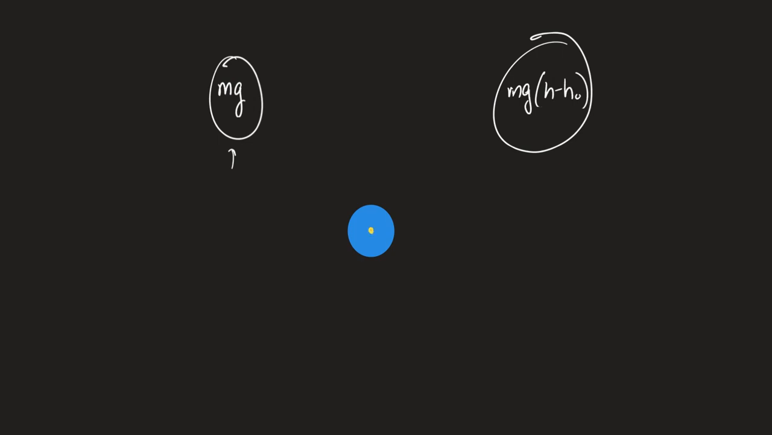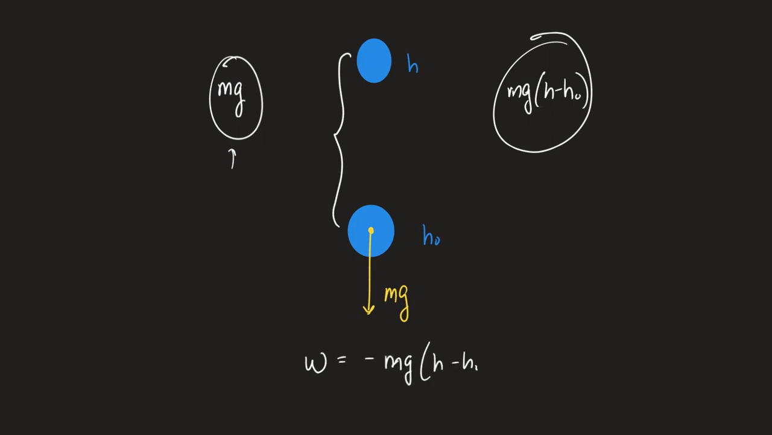of the Earth, this object is experiencing a constant downwards force due to gravity, and if you were somehow able to move that object upwards from its starting position of h naught to its final position of h, the work done would be equal to minus mg(h minus h naught), and the change in potential energy would be equal to minus the work done.